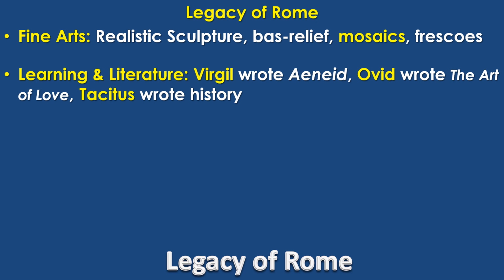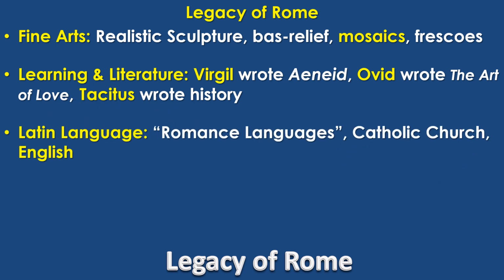Ovid is a famous poet. He wrote his Art of Love to describe how to woo women and love itself. And then Tacitus is one of several, and Plutarch is another, famous historians that the Romans produce, and we learn a lot about day-to-day Roman life and the history of Rome from him and others.